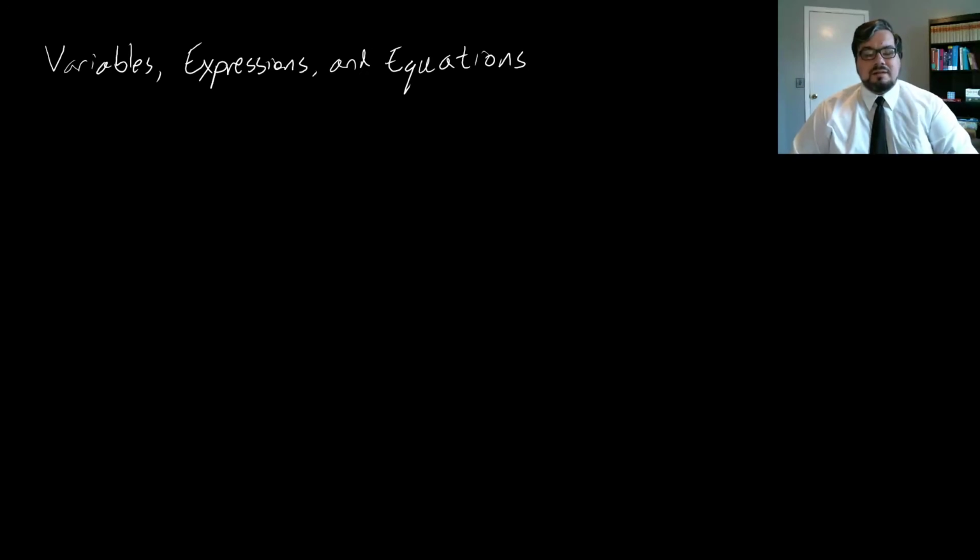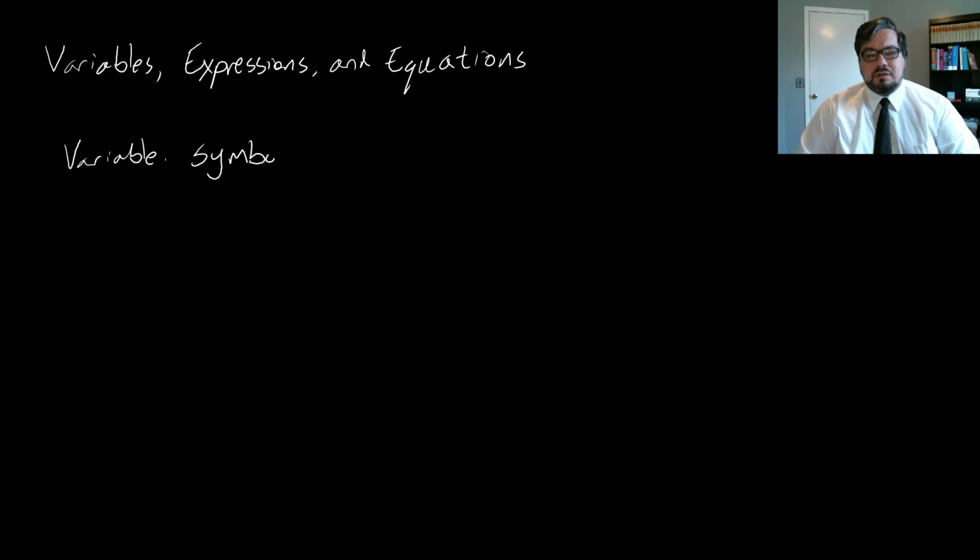Let's talk about variables, expressions, and equations. When we want to solve problems that involve quantities that we either don't know or might change over time, we use variables. A variable is a symbol. And it can be any symbol that isn't already being used in the problems that we're working with or in mathematics in general. So it can be a symbol like X, Y, and Z. These are very common.